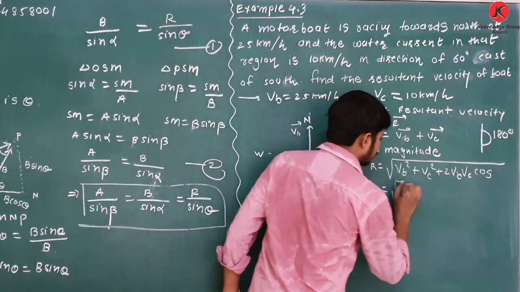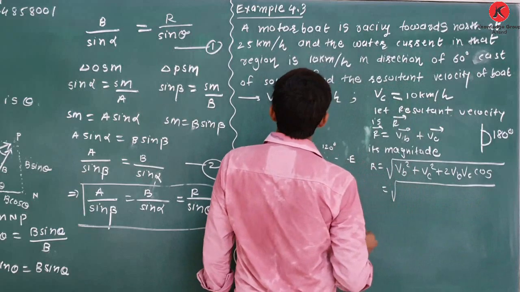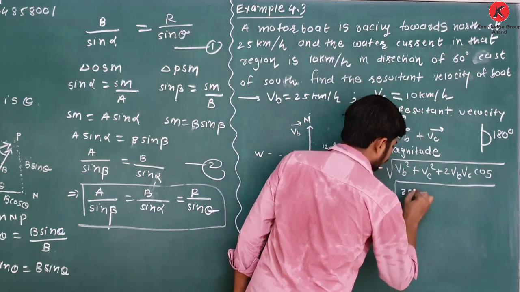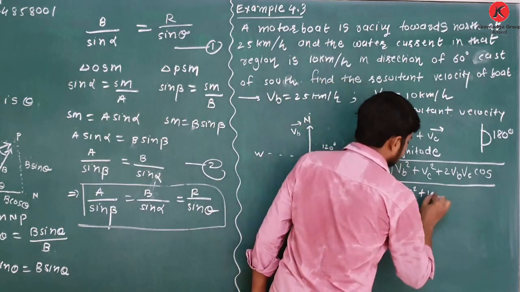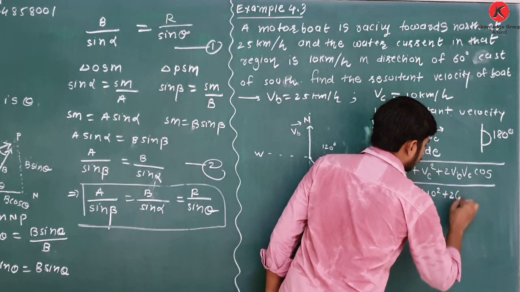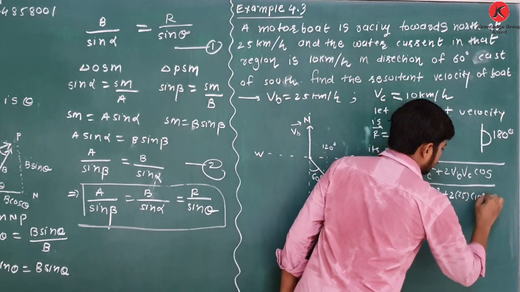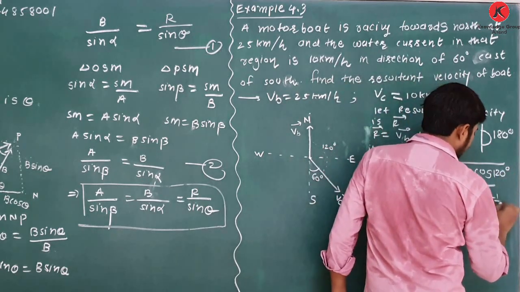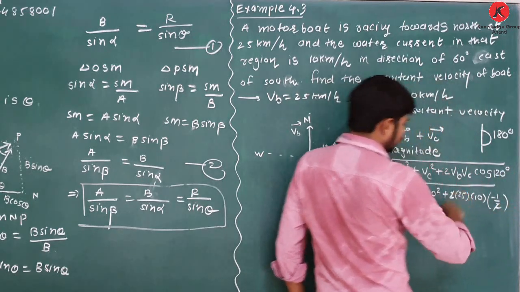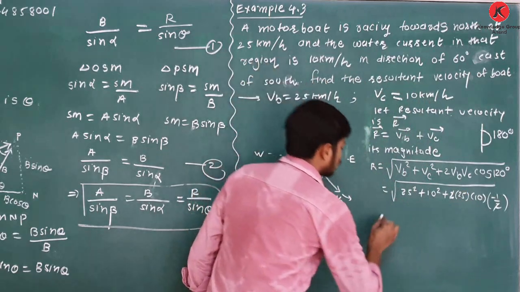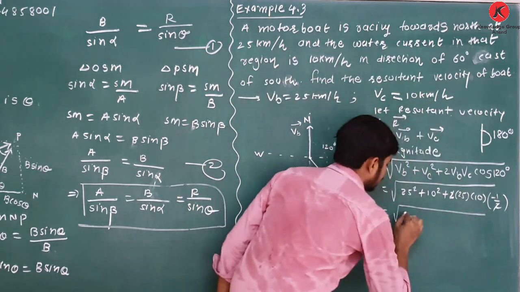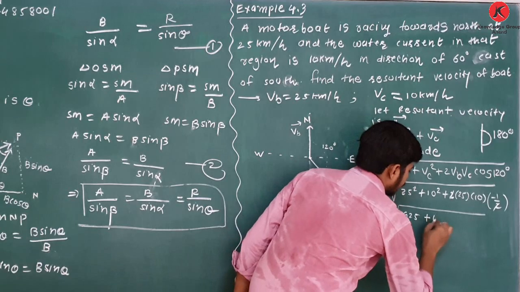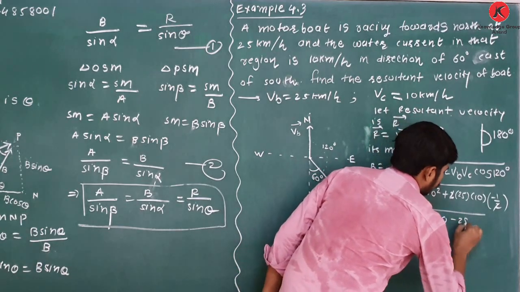So under root VB, what is the value of VB? VB is 25, so it is 25 square. VC is 10, so it is 10 square. Plus 2 times 25 times 10, and cos 120. What is the value of cos 120? Cos 120 is minus 1/2. So this 2 cancels, this 2 cancels. Okay, so it is equal to under root 25 square is 625 plus 100 minus 250.